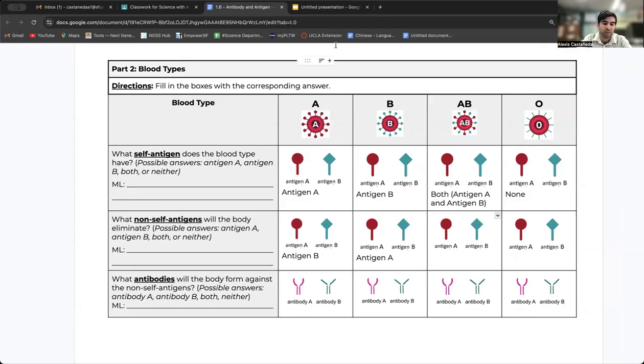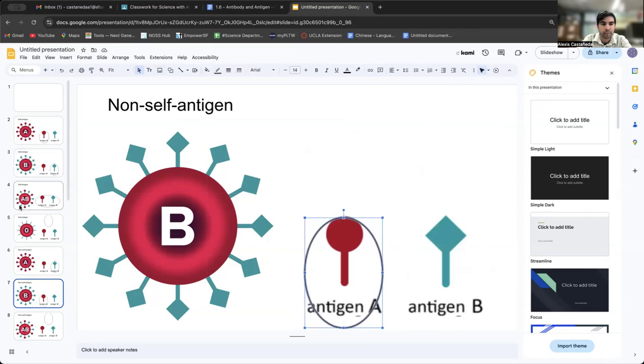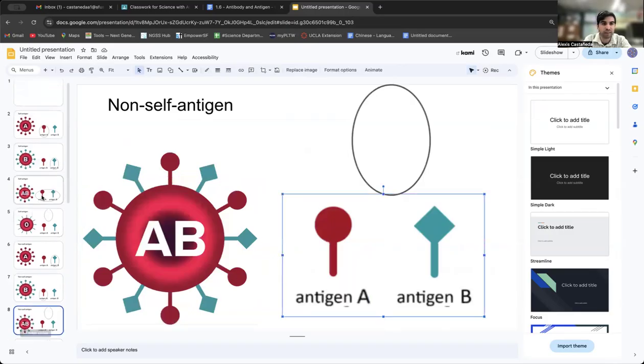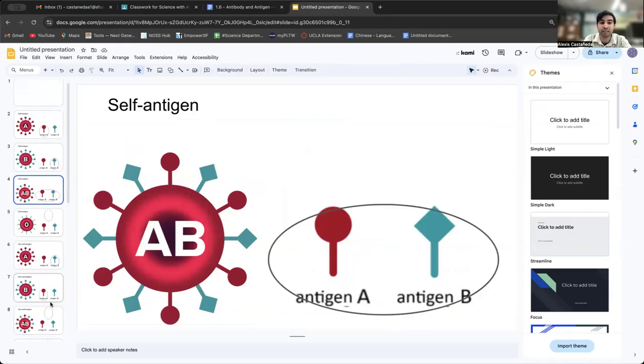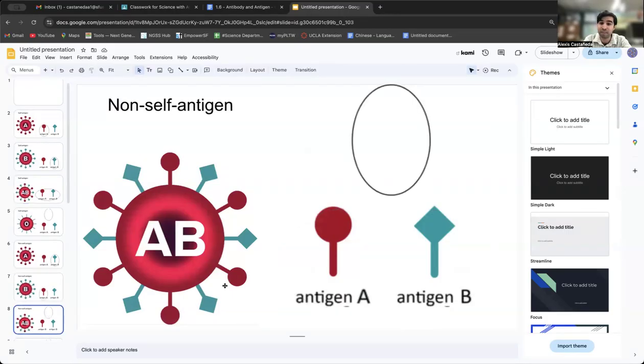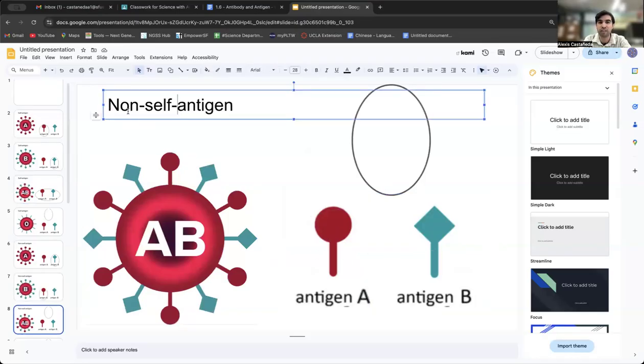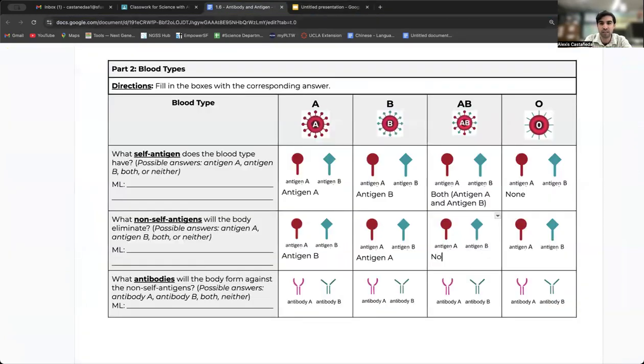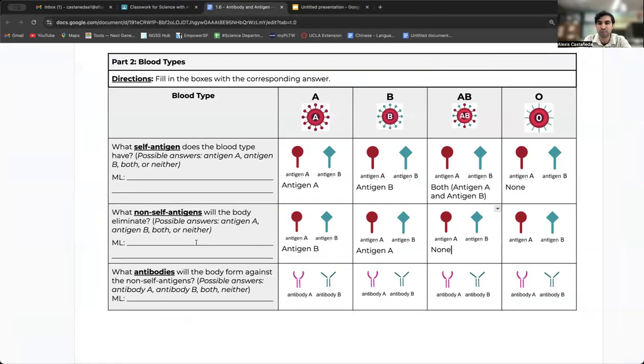What about blood type AB? Blood type AB has two antigens. If we look at the surface, it has both antigens. It has A and B, right? We found earlier that its self-antigens are both of these. So that means it does not have any non-self antigens. It's not missing anything, right? It has both of them. Both of those antigens are there. So it has no non-self antigens. There are no antigens that are missing. So here we're going to put none.